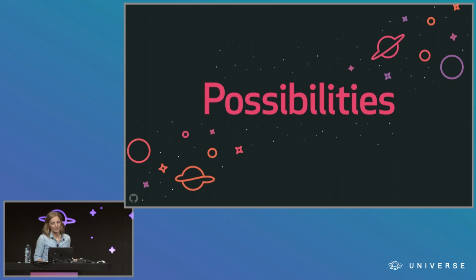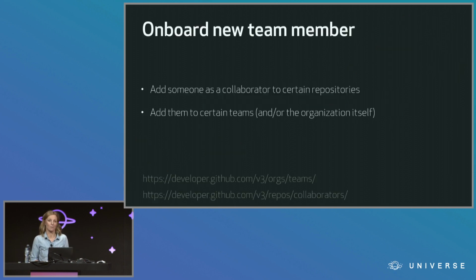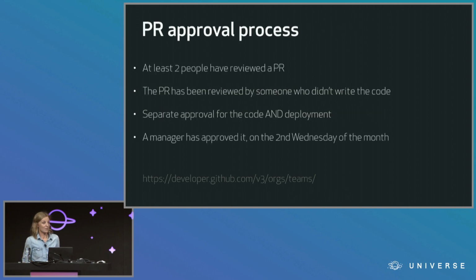Some other possibilities, maybe your company has a manual set of steps for onboarding a new team member. Perhaps some of that could be automated via the API, like adding someone as a collaborator to certain repositories, adding them to certain teams. Your team or company might have a really particular process to approve a pull request that the web UI just doesn't cater for. Like maybe you need more than 2 people to have reviewed it, or the reviewers can't also have written the code. And you could use the API to carry out those checks.